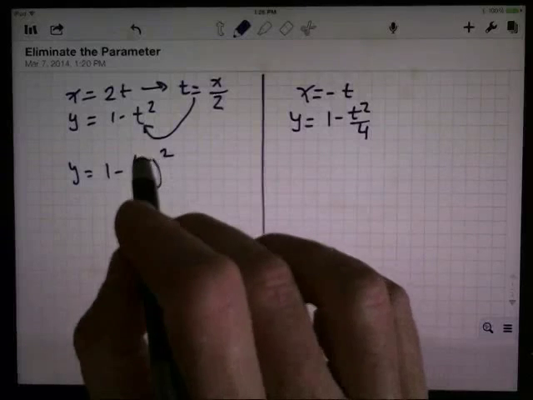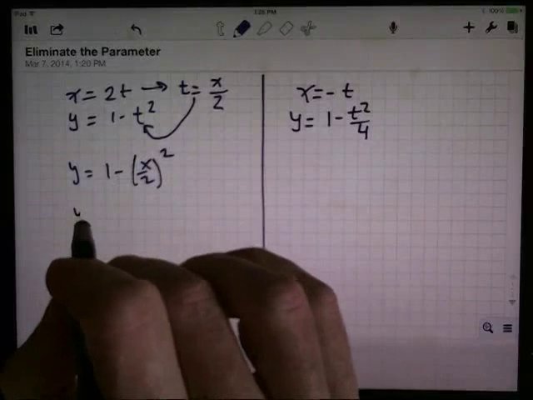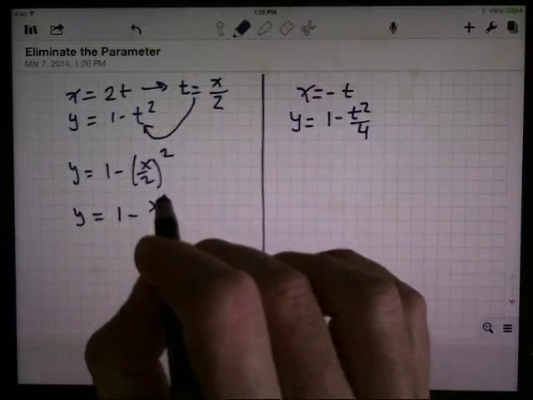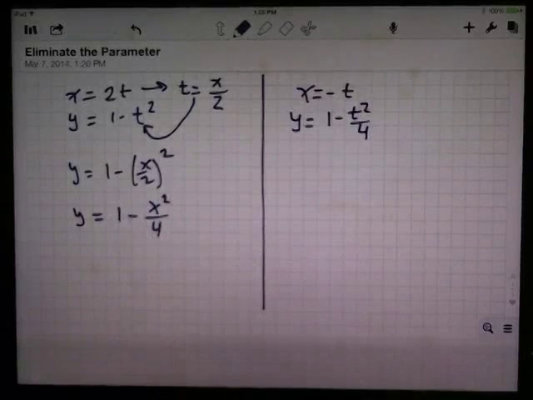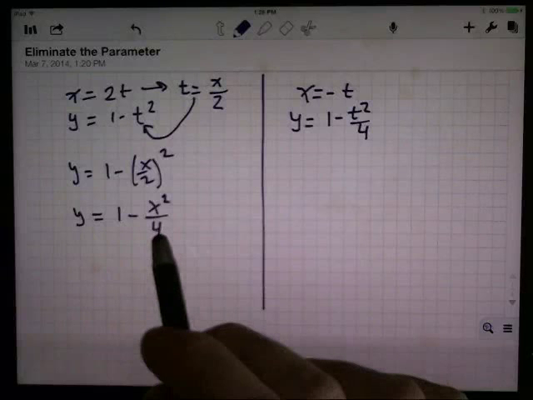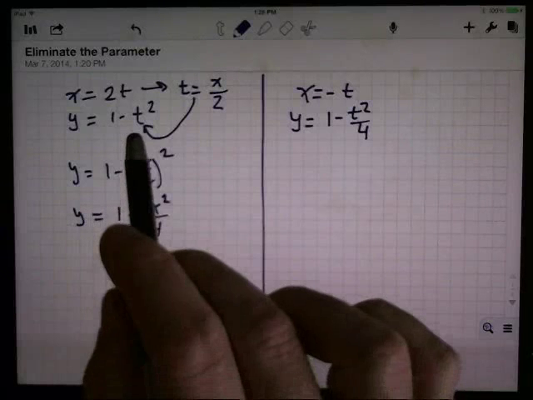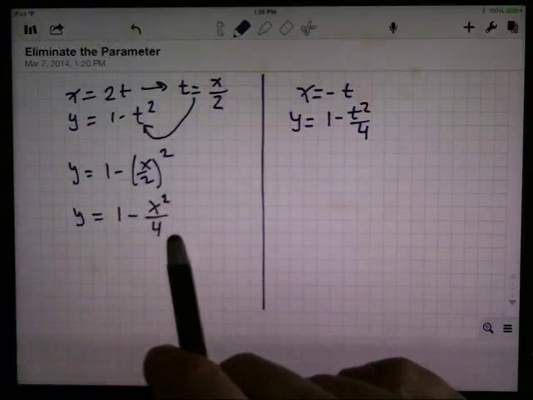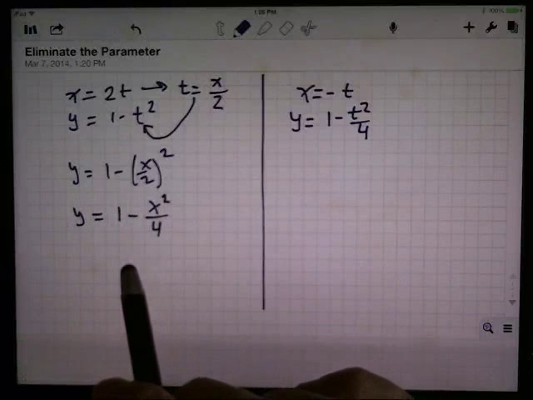I'm going to multiply this out a little bit just to make it look a little different. So I've got y equals 1 minus x squared over 4. Now, you're probably more used to looking at equations like this because we've never really done them before with parameters in them. So this is just a function, y is a function of x, and you might have some idea what the graph of this looks like.